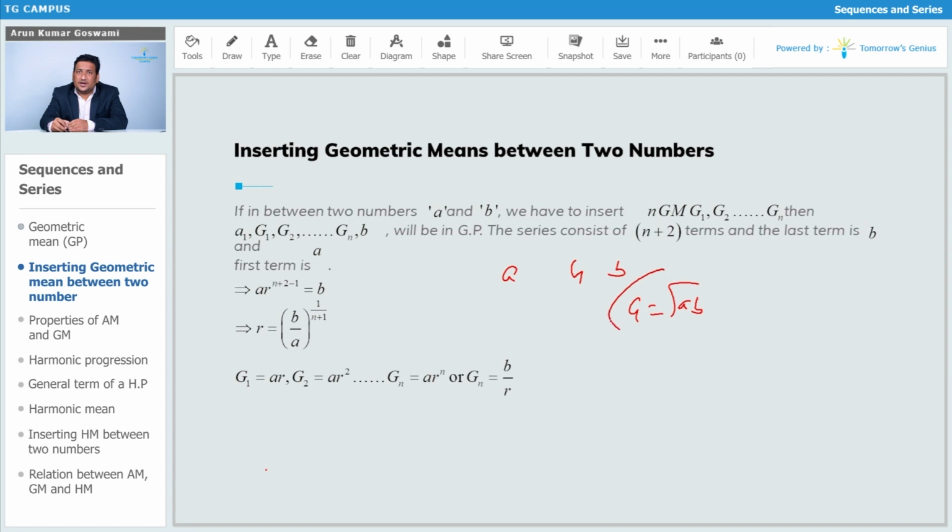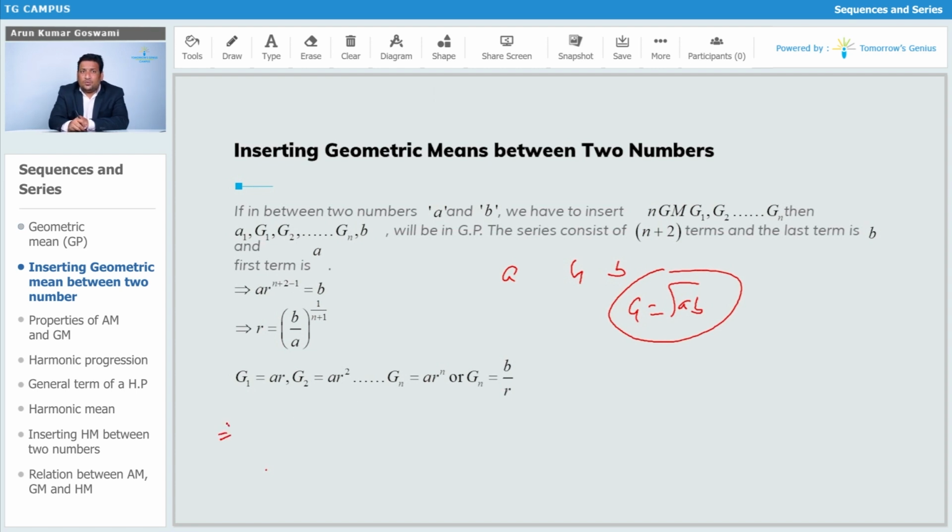But instead of that, if I want to insert any number of terms, say 5, 3, or 4, inside the geometric series, between the first and the last term, what will happen? What changes will there be, and how do we find the terms?